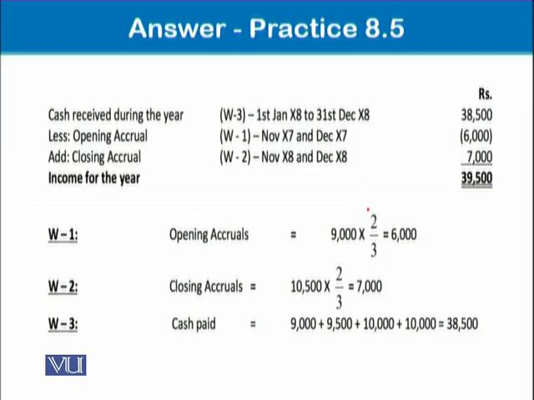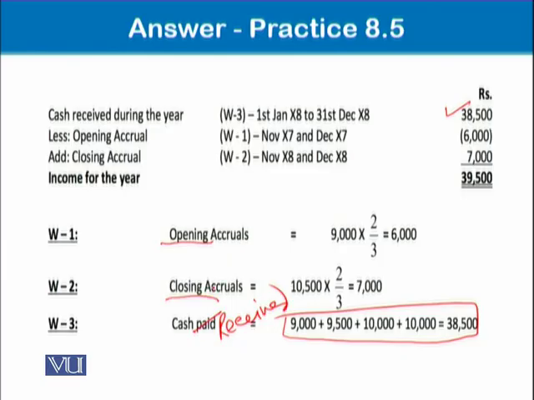It's working is okay. Cash received during the year, we worked out in working 3, 38,500. And this is what we have worked out like this. Okay, cash received during the period. Great. And now it's opening accrual and closing accrual. So for the opening accrual, we will work it out from this 9,000 for 2 months, which is 6,000. We'll be taking it over here. And closing accrual will be worked out for 2 months. It will be 7,000. We'll be taking it there.